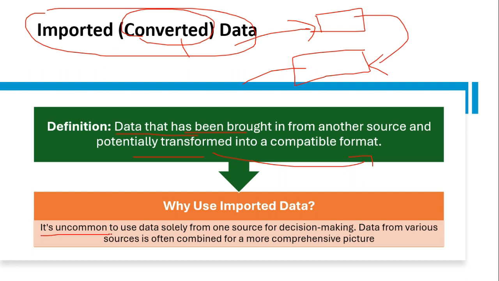It is uncommon to use this data solely from one source for decision making. Data from various sources is often combined for a more comprehensive picture. So for combining data from different sources, we need to convert the format to bring them together on one platform so that we can get more information. So that is imported data. These are all the types of data within geospatial.